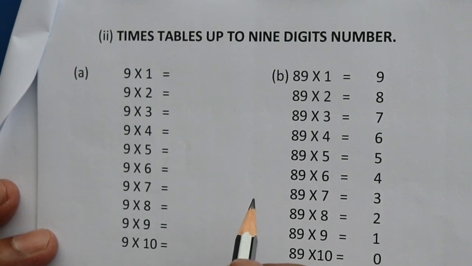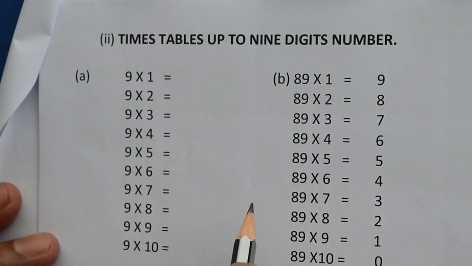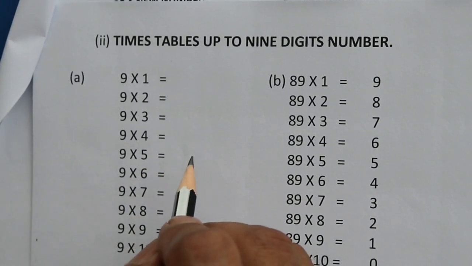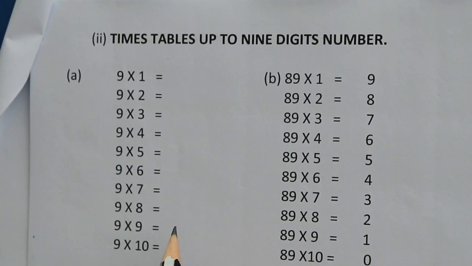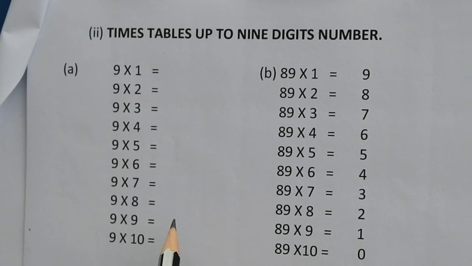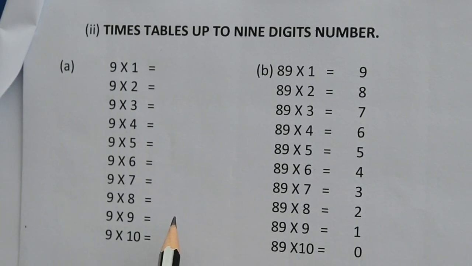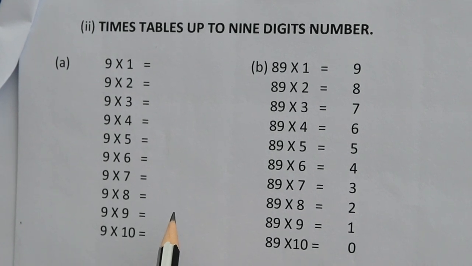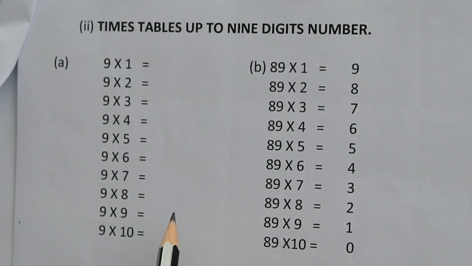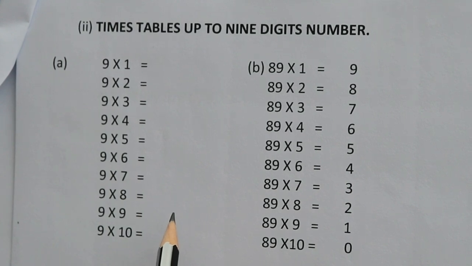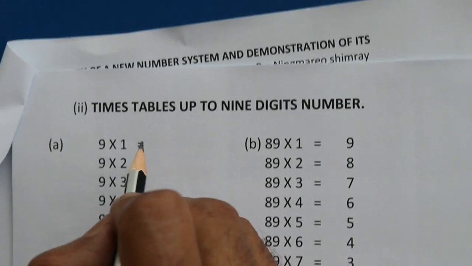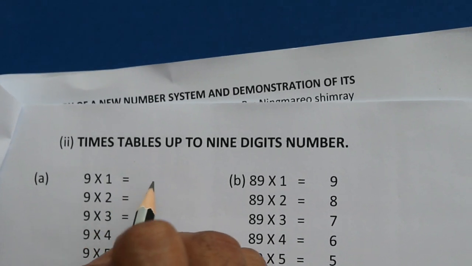Applications in writing times tables up to 9 digits number. Firstly, write the times table of the number without the multiples. Then write the ones places of the multiples of the number by skip counting, determined by the digit in ones place of the number. So we start off with the times table of 9, 9.